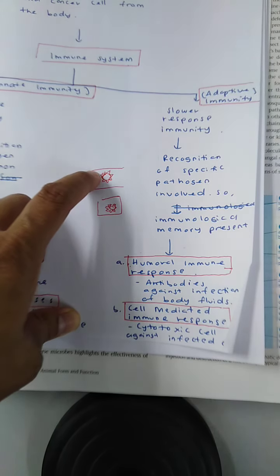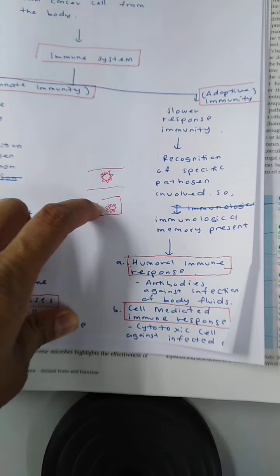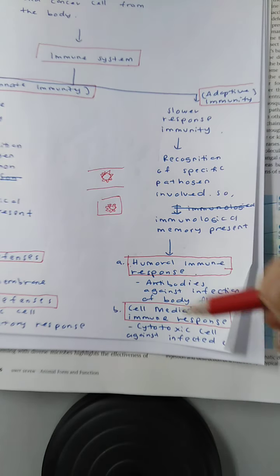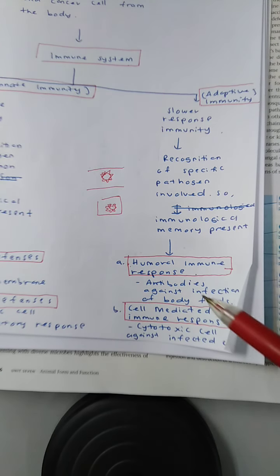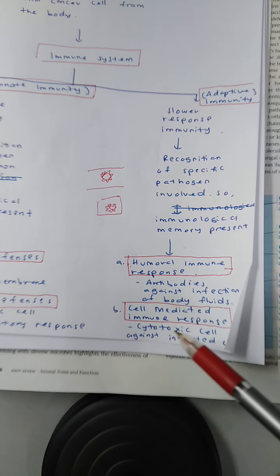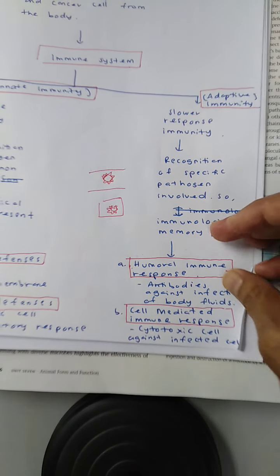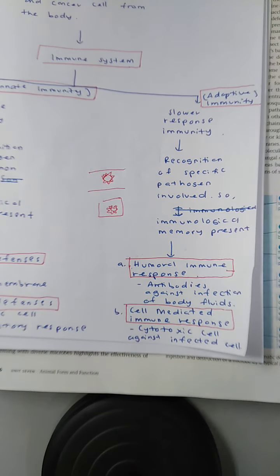This involves secretion of antibody. This involves the presence of cytotoxic cell. Nanti saya akan bincangkan lebih detail tentang antibody dan juga cytotoxic cell. Highlight antibody, highlight body fluid, highlight cytotoxic cell, highlight infected cell. So ini penting untuk kita faham.